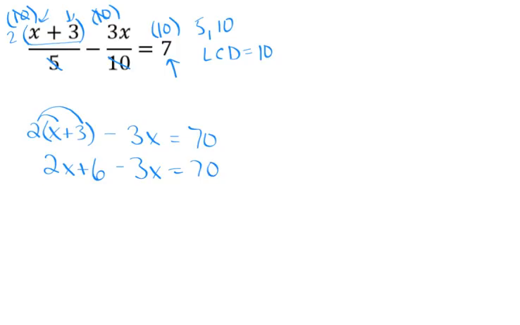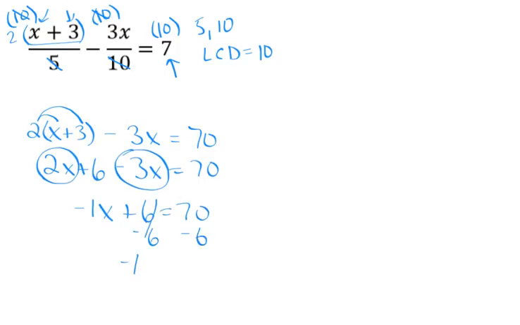This is another combine like terms, this one and this one. You get a negative 1x again, plus 6 equals 70. Minus 6. You get negative 1x equals negative, not negative, just 64.